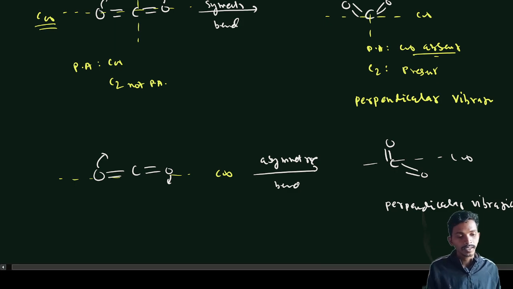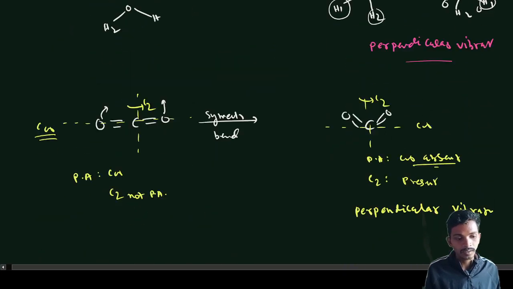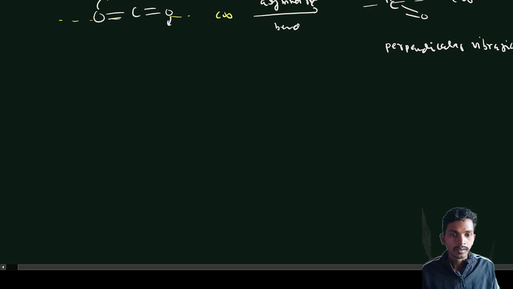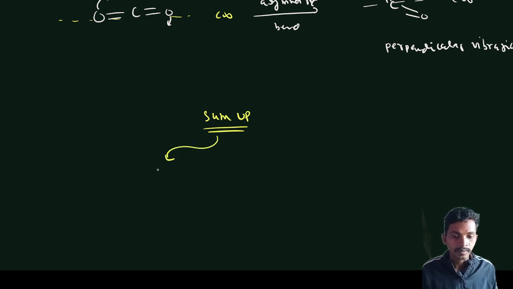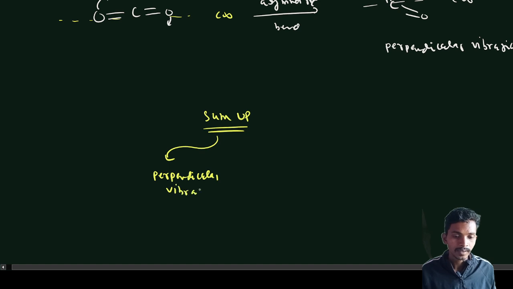So what we understand, if we sum up, is that there are two types of vibrations: perpendicular vibrations and parallel vibrations.